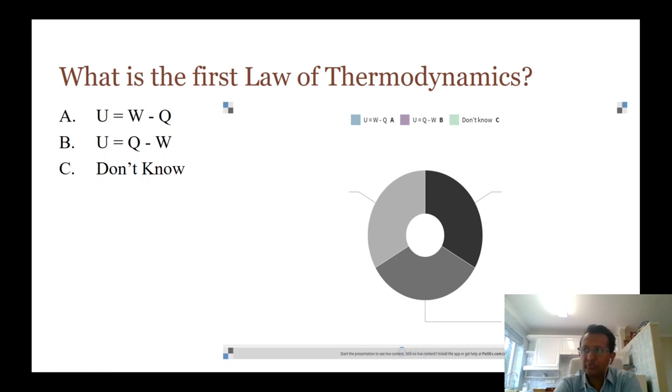This is a question for you. Think about it. This is from the first law, and think for yourself what the answer is, and you will see what it is. It's actually ΔU equals Q minus W.